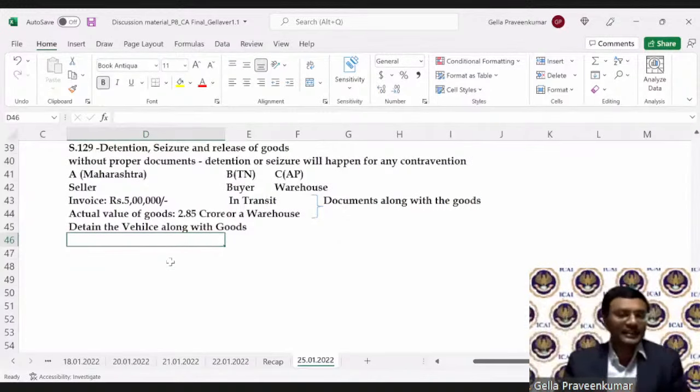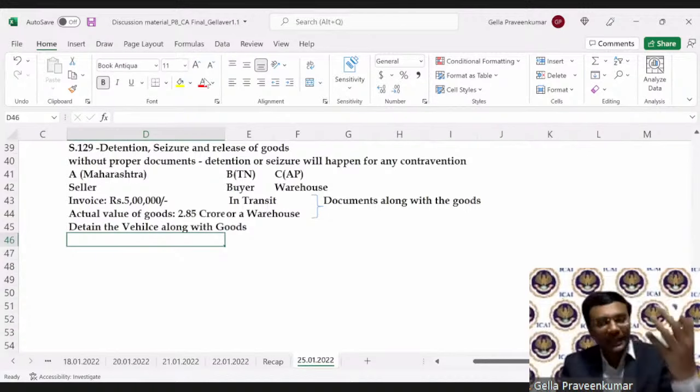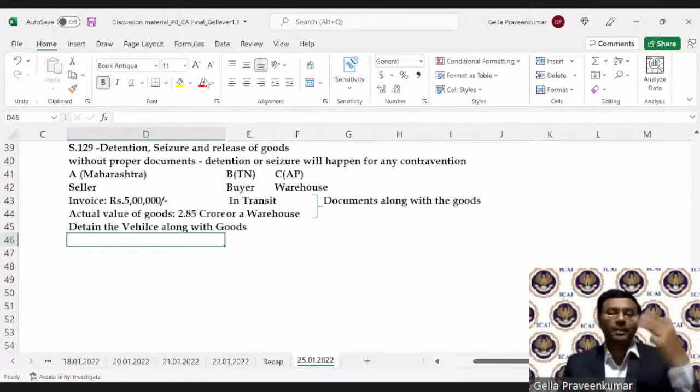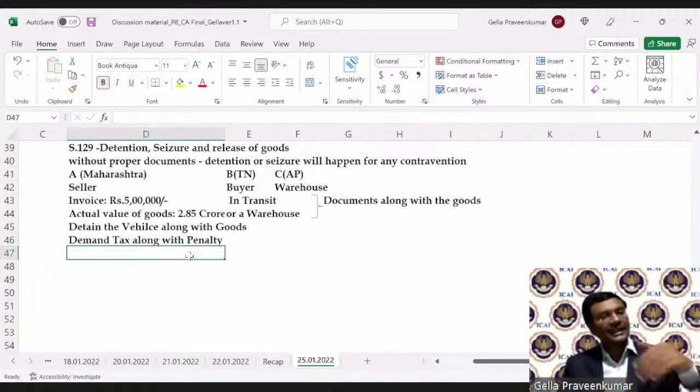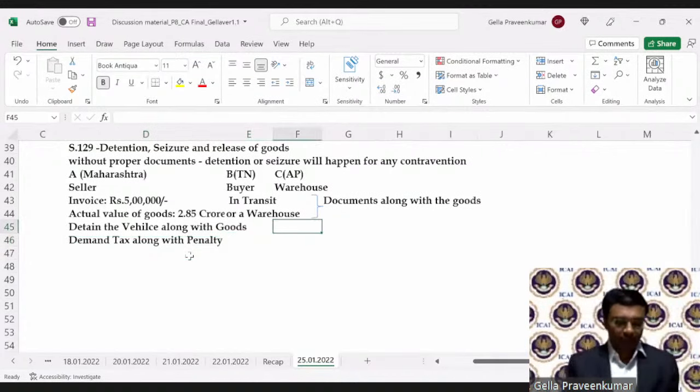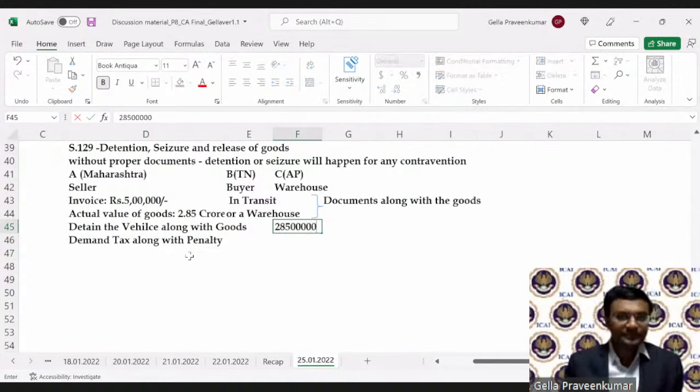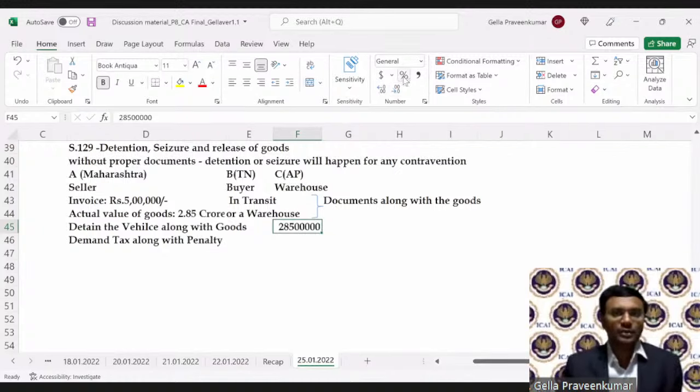Now what does the officer do? He invokes the provisions. Is it a contravention? Answer is yes, sir, it is a contravention. Why? Because this supplier has defaulted in showing a proper value for these goods supplied. Now here, the provisions of 129 will be invoked to demand tax along with penalty. The officer can demand tax along with penalty. 2 crore 85 lakh is the value of goods.